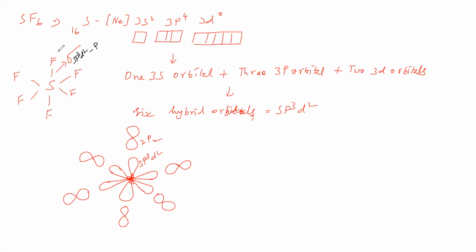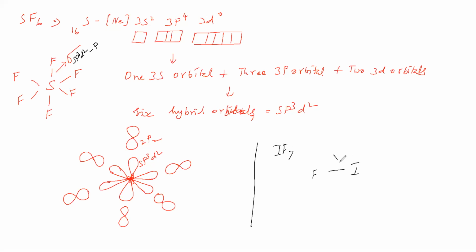This fluorine will be above that plane, like this. Okay, the next molecule is IF7. In this IF7, we write I, and 7 fluorine atoms.